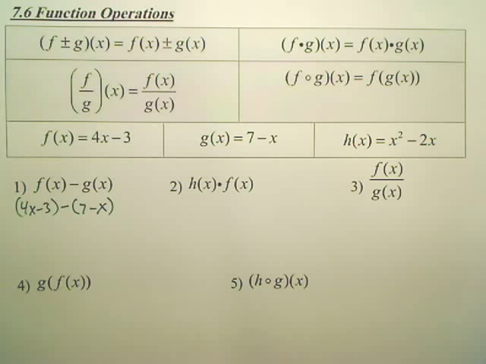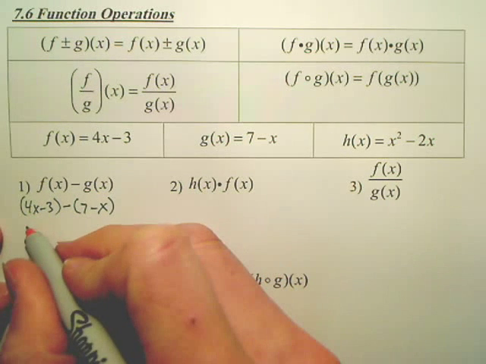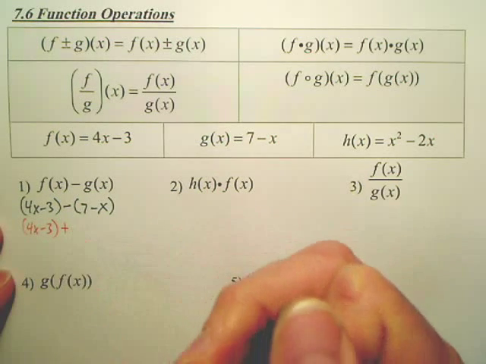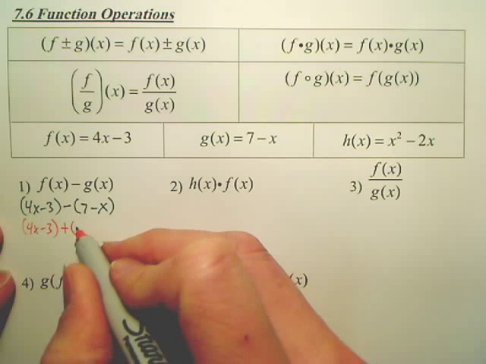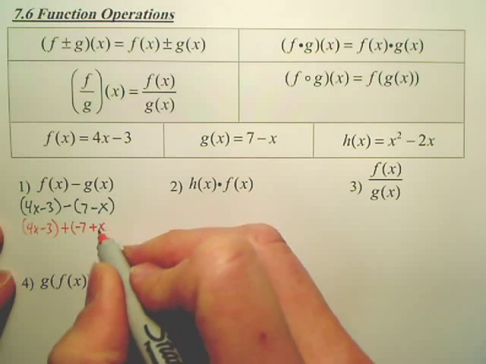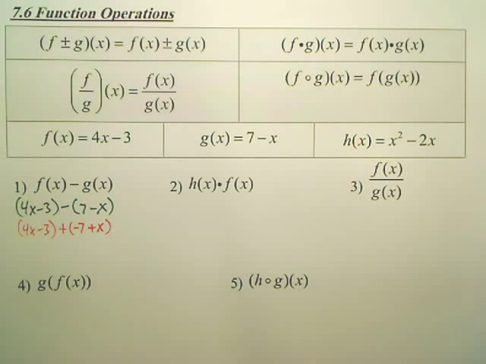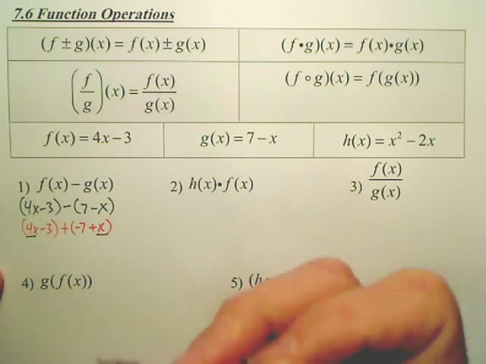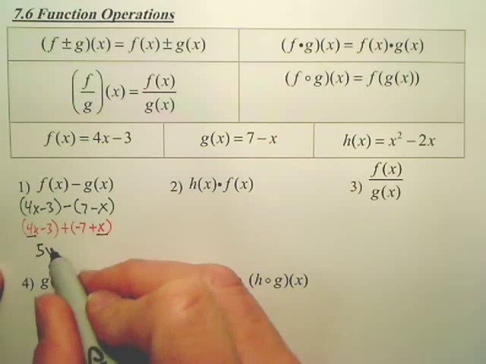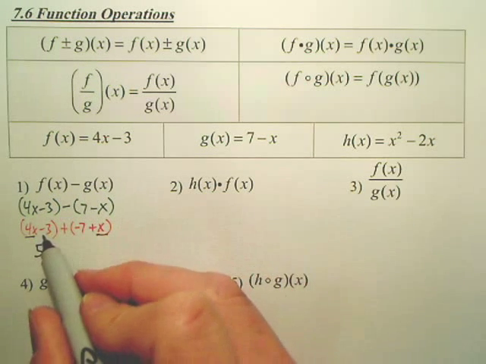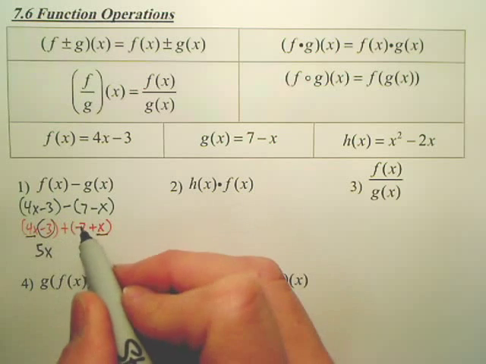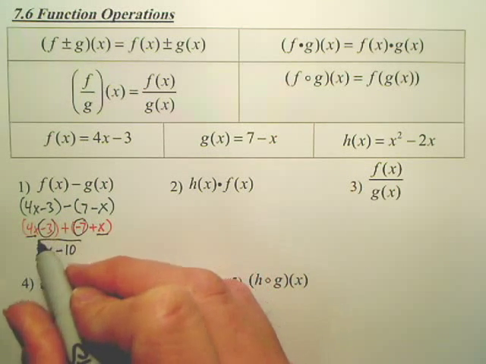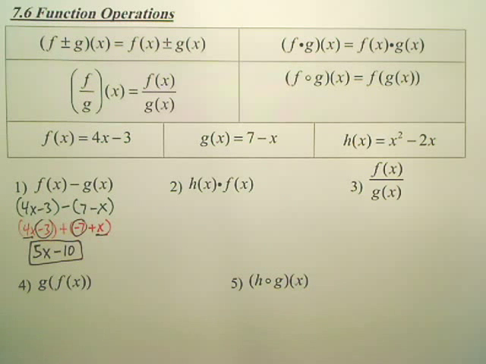So now you just combine like terms. Well, that's going to be 4x minus 3, and can we change that to a plus? And that becomes a negative 7 plus x. So, combine the x's. What do you get? 5. That's 5x. And then combine this and this. Combine these two. What do you get? Minus 10. There it is.